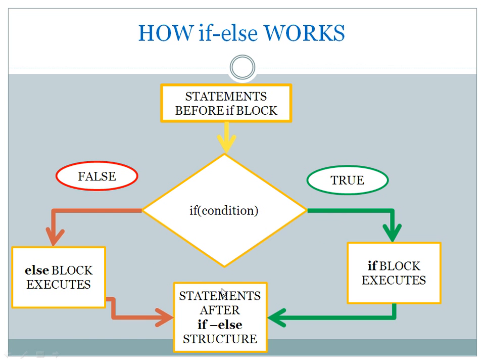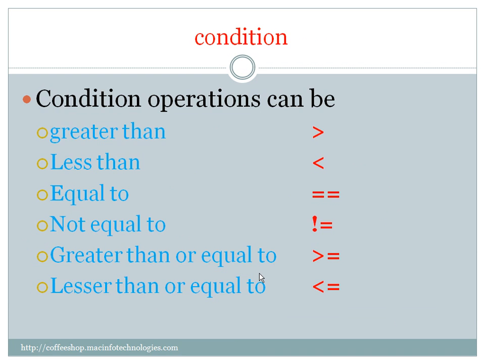Whatever statements are there after the if-else structure will be executed. If the condition is false, the execution takes this path and the else block executes. So the if block is skipped and the else block executes, and after the else block is completed, the statements after the if-else structure will be executed.